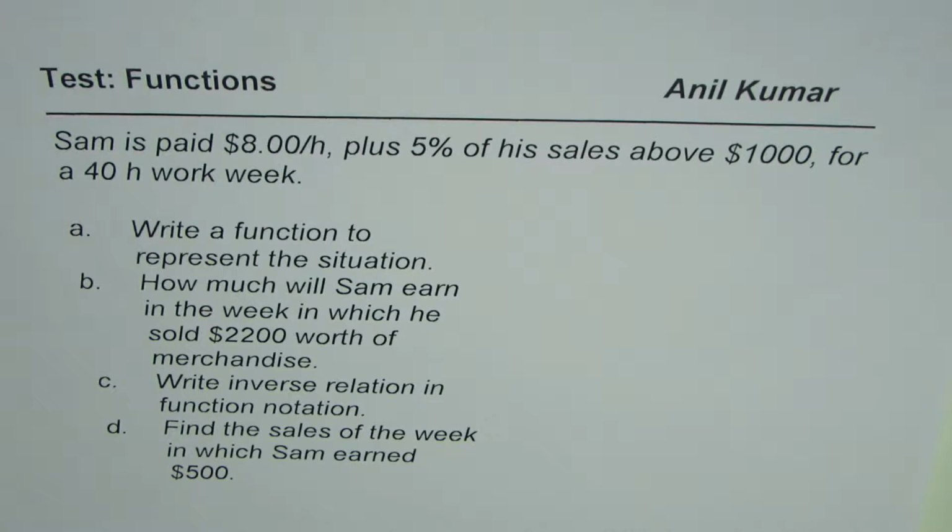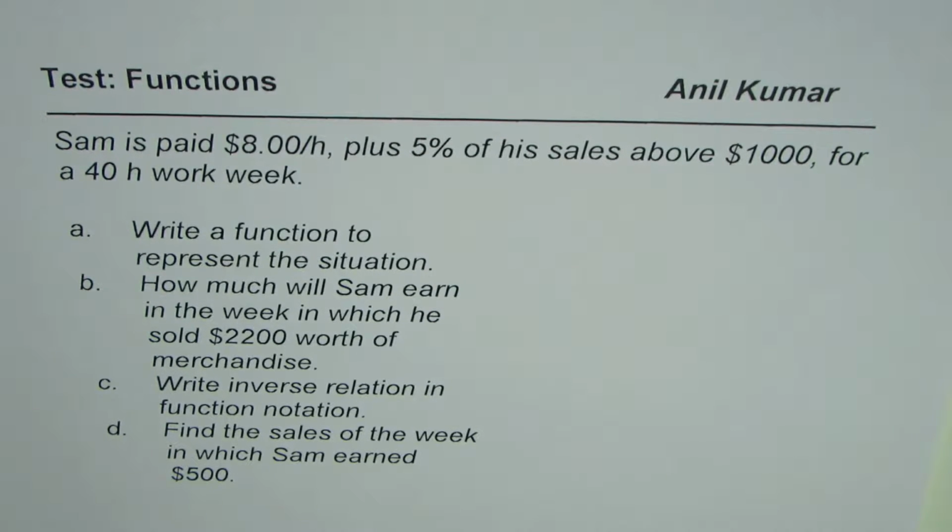Question is, Sam is paid $8 per hour plus 5% of his sales above $1,000 for a 40-hour work week. Part A: write a function to represent the situation. Part B is, how much will Sam earn in the week in which he sold $2,200 worth of merchandise? Part C is, write the inverse relation in function notation. And part D is, find the sales of the week in which Sam earned $500. You can pause the video, answer the question, and then look into my suggestions.